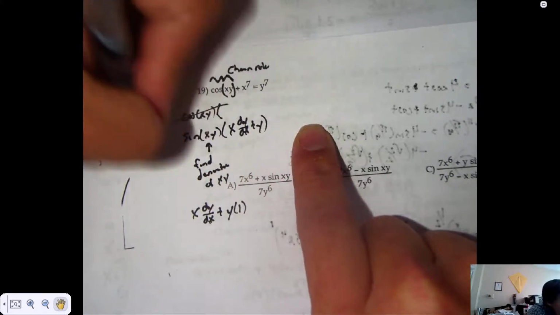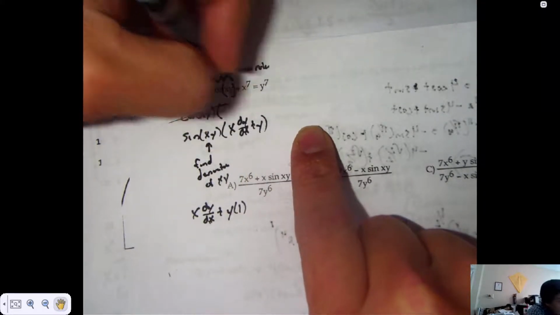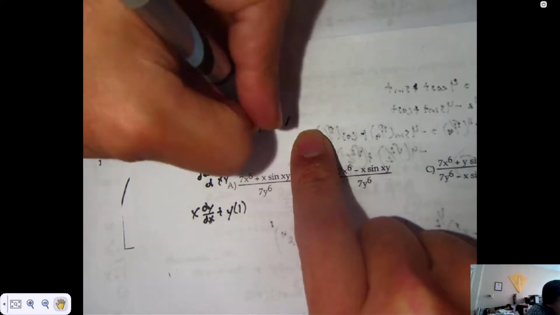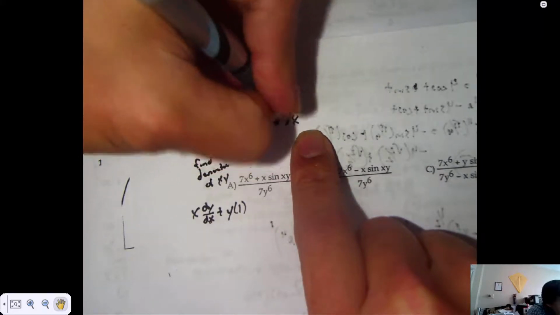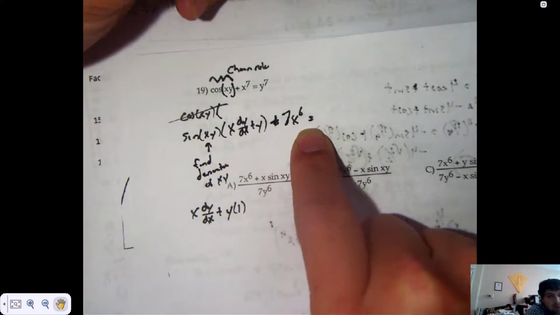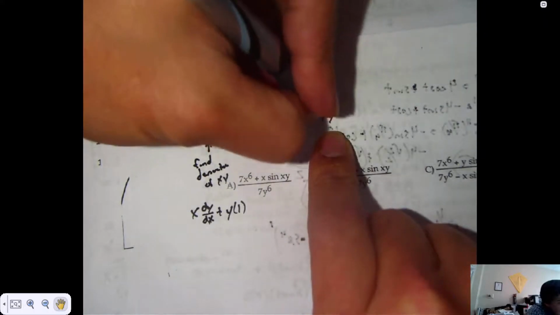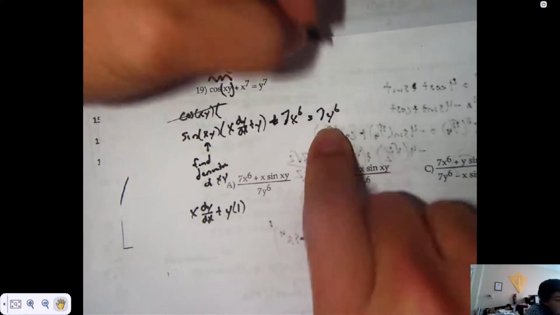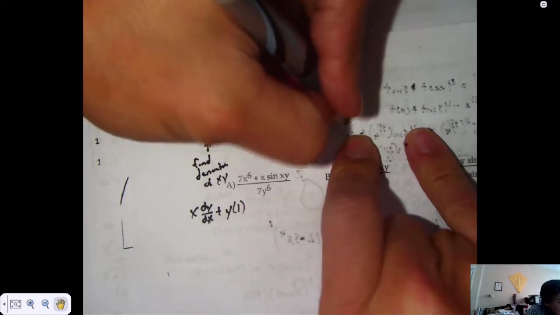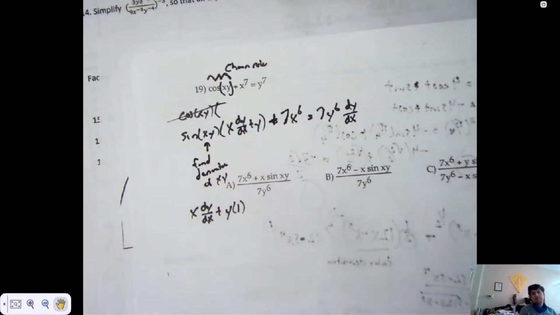All right, so I finished the cosine part. Derivative of x to the 7th is going to be 7x to the 6th. The derivative of y to the 7th, 7y to the 6th, but you took the derivative of y, so you have to say dy dx. So there's your first step. Your second step is just to isolate dy dx. And so I'm going to get everything with a dy dx on one side and everything else on the other, and just see where it goes.